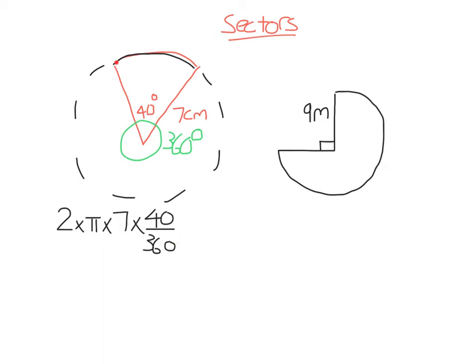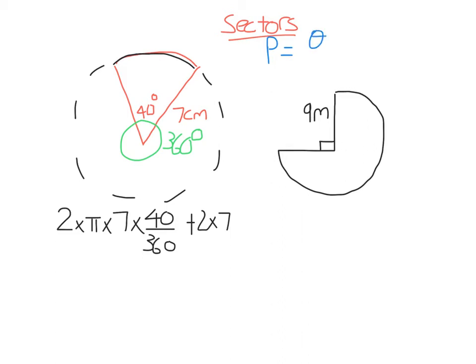But that only gives me this length here. I also need to add 7 and 7 again to get the full perimeter. So the whole perimeter of this shape here is the arc length, which is this bit here, plus the 2 straight edges. So that gives us the formula for the perimeter of a sector.